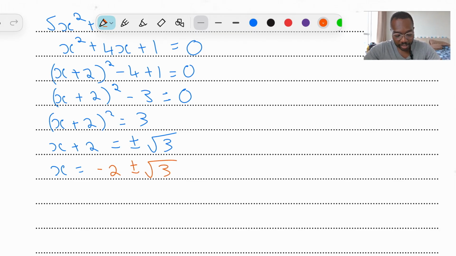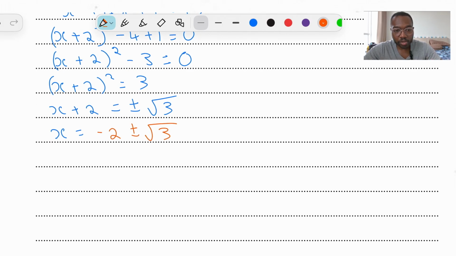So we've worked out that our x value is minus 2 plus or minus the square root of 3. So those are our 2 x coordinates. Now we want the y coordinates.